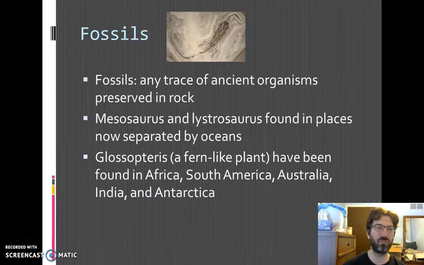Next thing he looked at is fossils. Fossils are any traces of ancient organisms preserved in rock. Two main ones he looked at are the Mesosaurus and the Lystrosaurus, which were found in similar places. If you push the continents together, they line up with where the fossils were found. However, nowadays the continents aren't together, they are separated by oceans, and these early animals were reptiles that were not capable of swimming large distances, especially in salt water. That is the distance of an ocean.